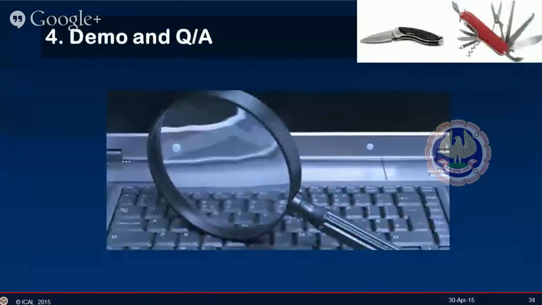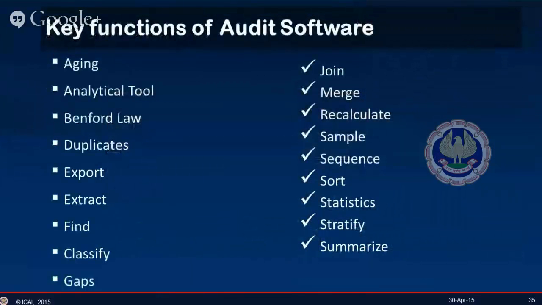Now let's have a quick walkthrough of the features of an audit software. These are the key features. Any audit software, let's say I told you about ACL or IDEA or TopCAAT or Active Data or SoftCAAT or ECAAT. There are multiple types of software.